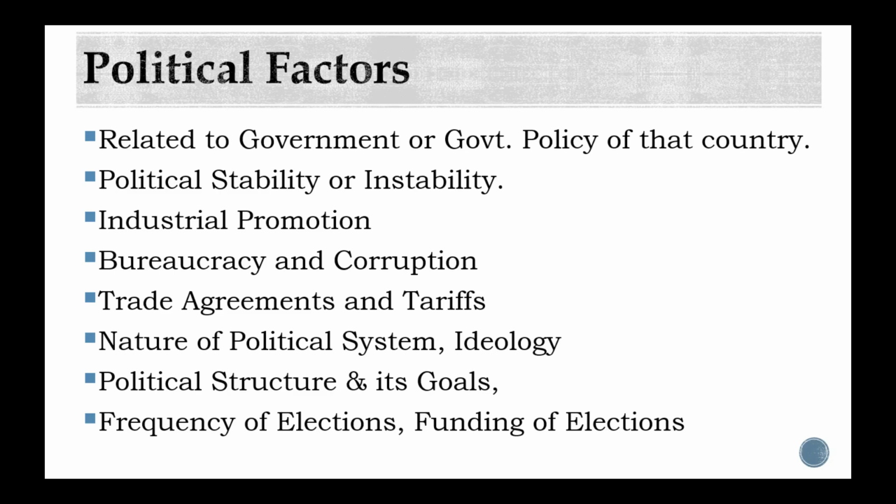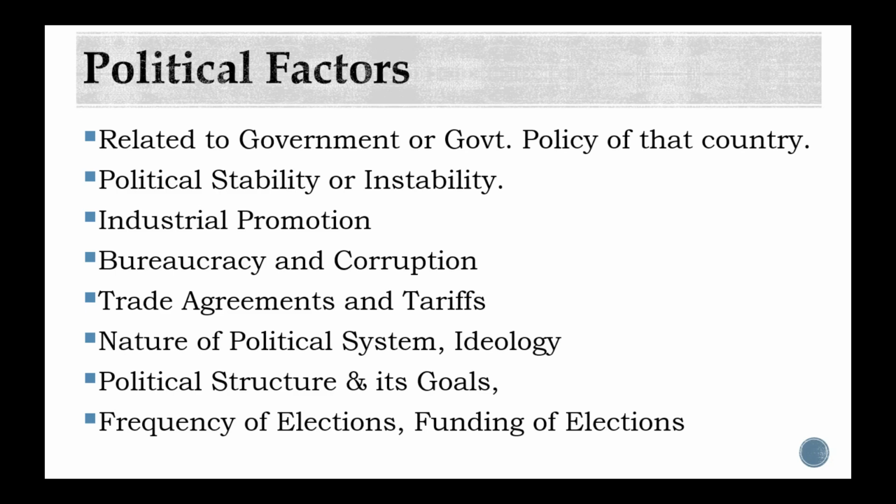Second is industrial promotion. Industrial promotion boosts domestic as well as foreign players to invest in that country by utilizing resources as well as by providing job opportunities in that country, solving unemployment and economic issues, and also it will help in the development of GDP.